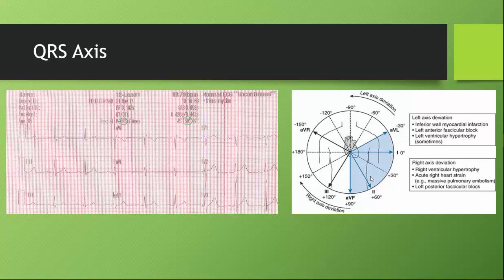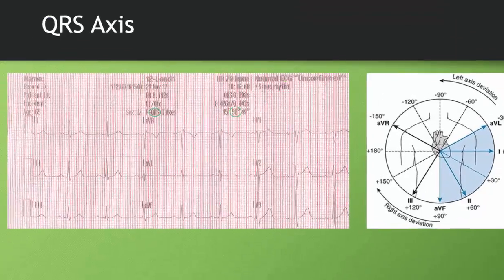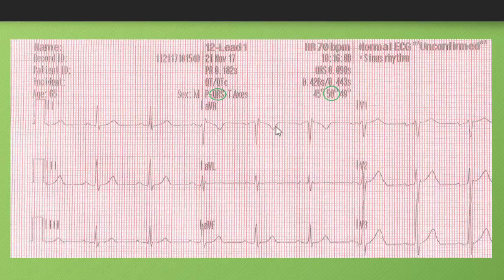But really quickly, if you do want to know how to do it without just looking at the printout, it's actually pretty easy to do. So if you take a look at your 12 lead here, we don't have all our leads, but we have a lot of them. And as you know, as the electricity moves towards a lead, you're going to see an upward or a positive deflection. As the electricity moves away from that lead, you're going to see a negative deflection, which is also going to be important in the next section of this video.